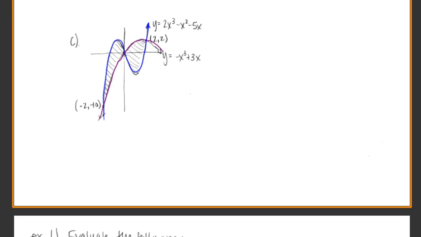Okay, so every time we do this, we need to look at the upper curve and the lower curve. And hopefully you can see we're actually going to have to divide it into two pieces, because one time the blue line's on top, the next time the purple line's on top. So we definitely have to divide it up into two pieces. Okay, so the coordinates there are likely going to help us out here.